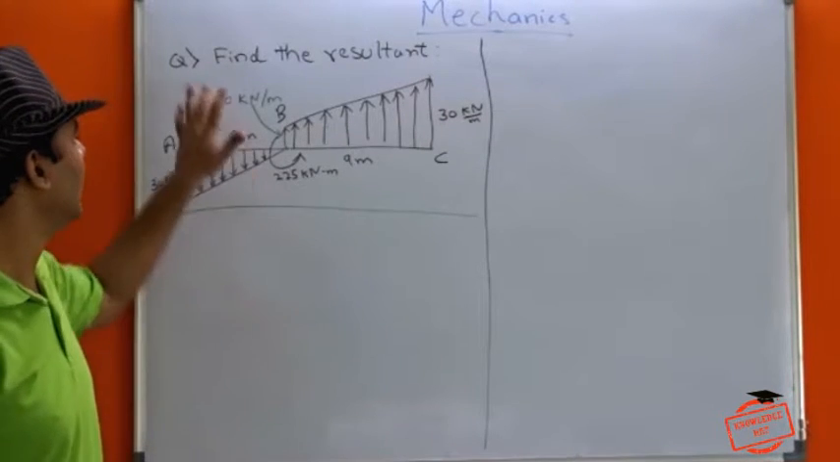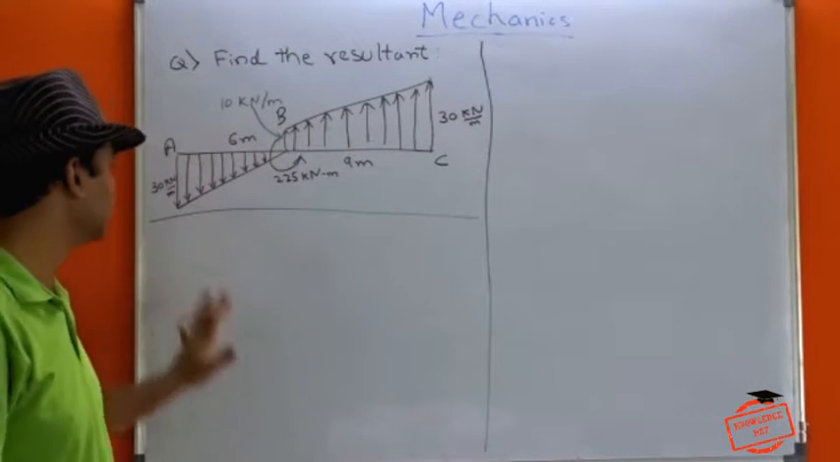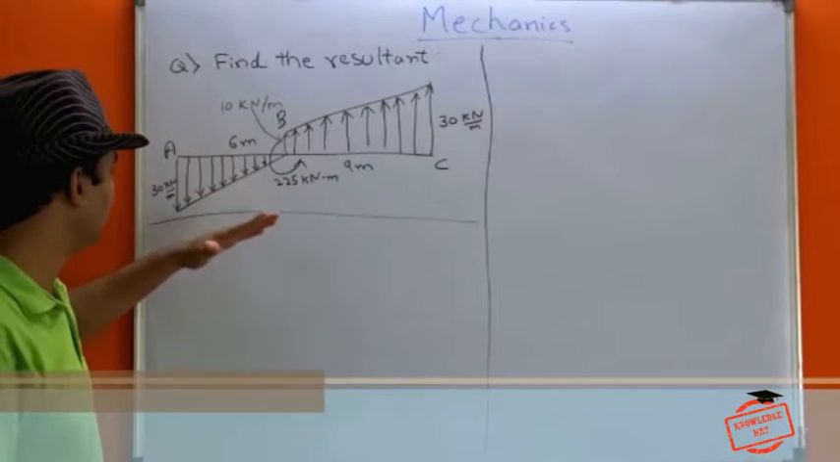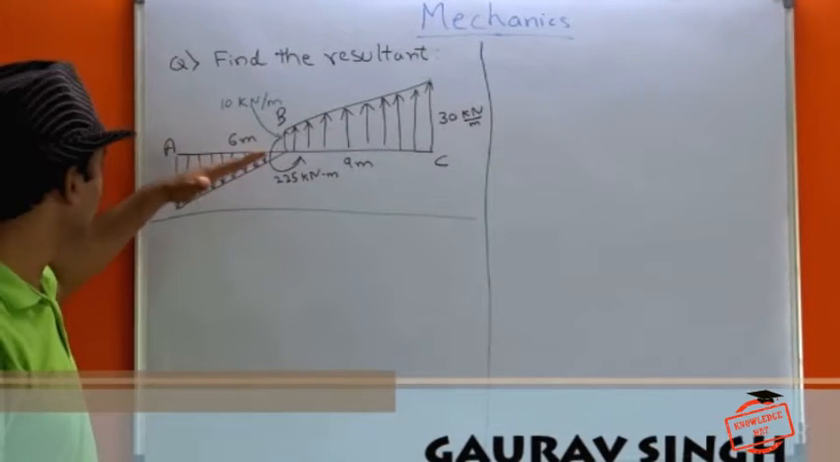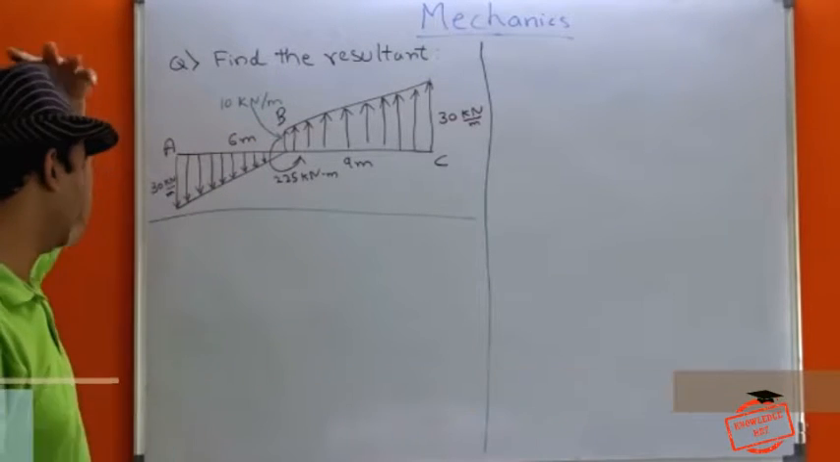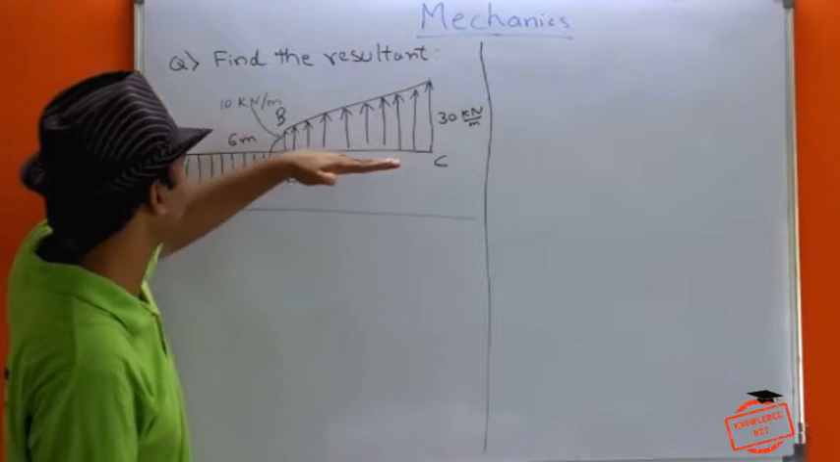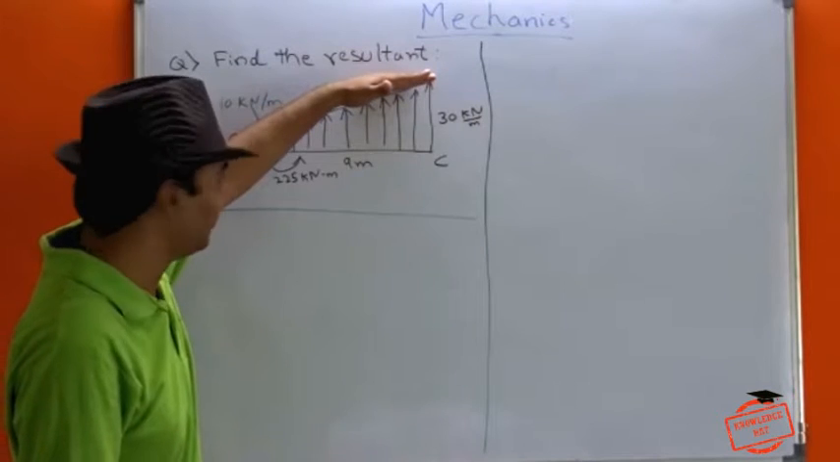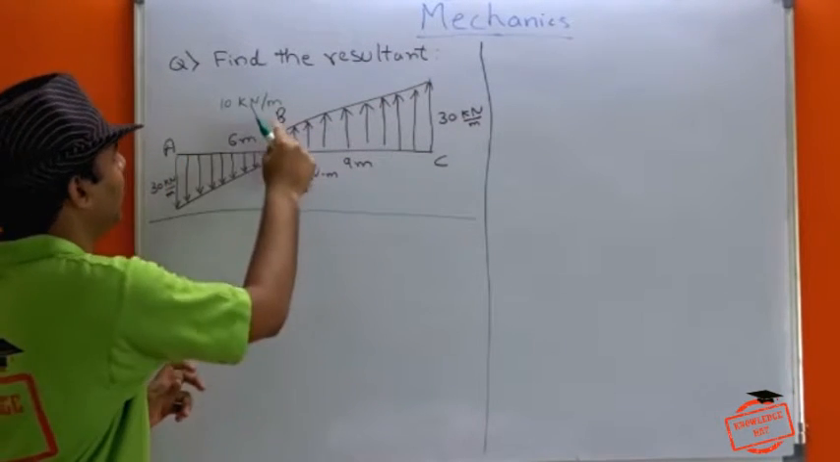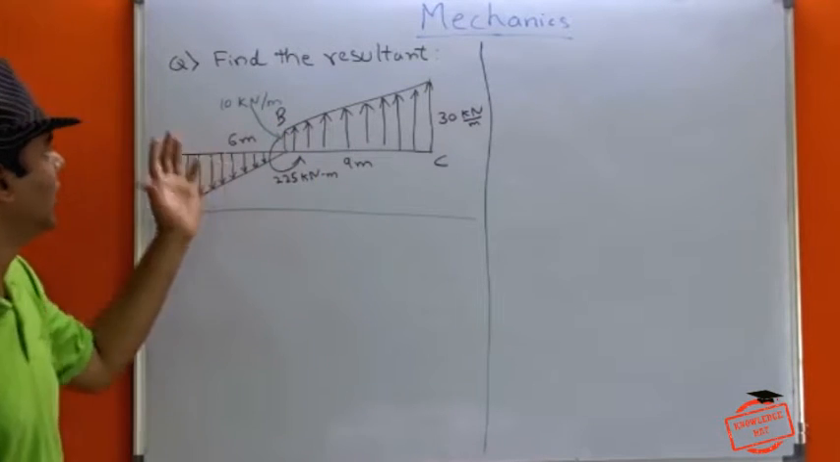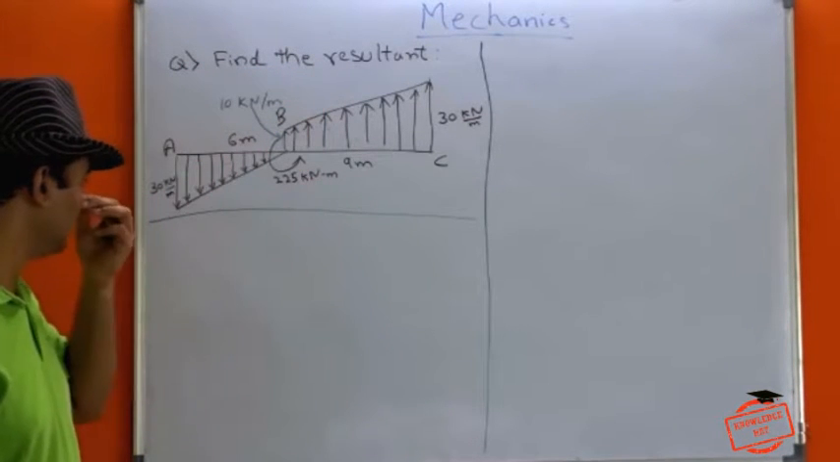Okay, so now we have another sum, again a university question of distributed loads. As you can see here, we have loads or forces acting in negative y direction. These distributed loads are acting in positive y direction, and we also have a moment at point B. So we have to find the resultant for this system.